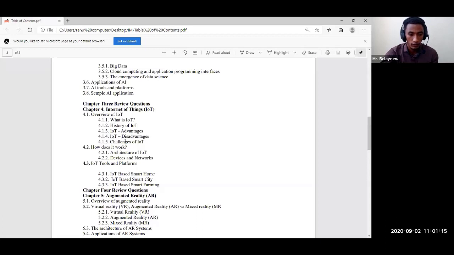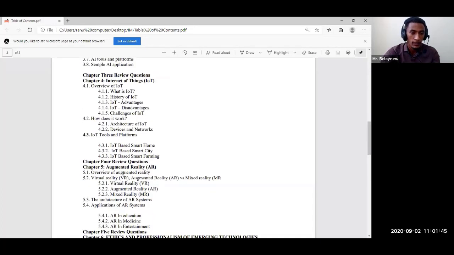Also, in chapter 4 we will discuss the architecture of IoT devices and networks required in order to create IoT, or to design the internet of things, and also some tools and platforms, or software requirements, for designing IoT applications, and so on.